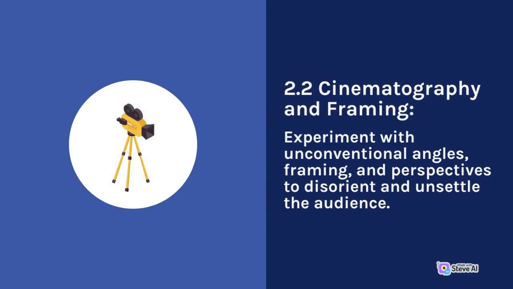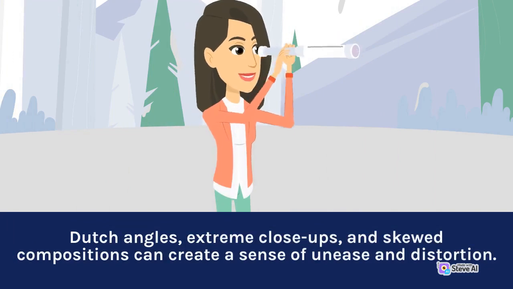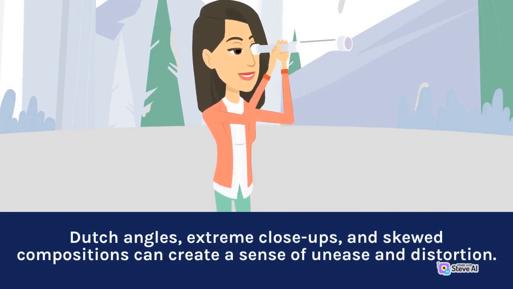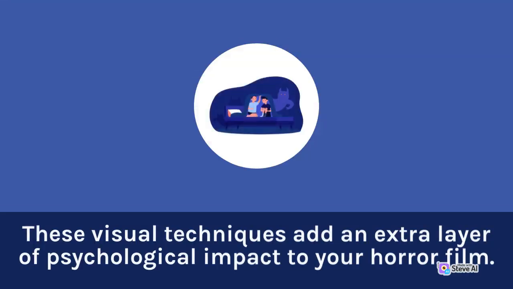2.2 Cinematography and Framing. Experiment with unconventional angles, framing, and perspectives to disorient and unsettle the audience. Dutch angles, extreme close-ups, and skewed compositions can create a sense of unease and distortion. These visual techniques add an extra layer of psychological impact to your horror film.